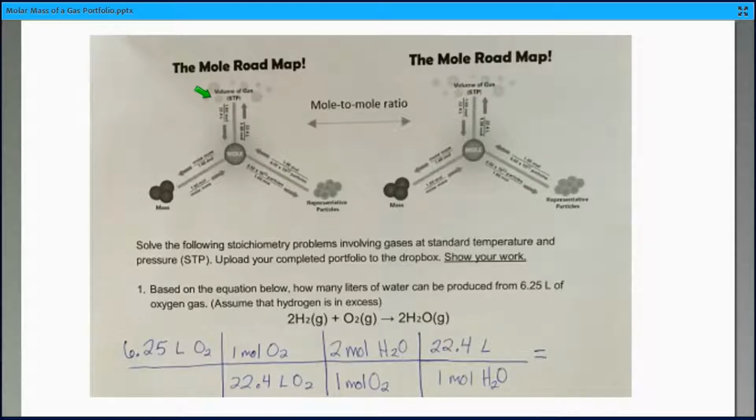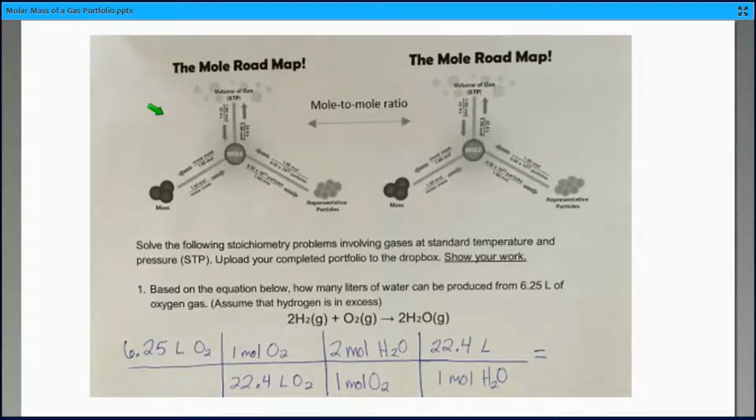You may not be able to see it very well on my screen, but if you look at your portfolio, it gives you the number that you need to know. 1 mole of any gas at STP occupies 22.4 liters of volume. That's the number that's being represented in this relationship here. 1 mole of any gas at standard temperature and pressure occupies 22.4 liters.